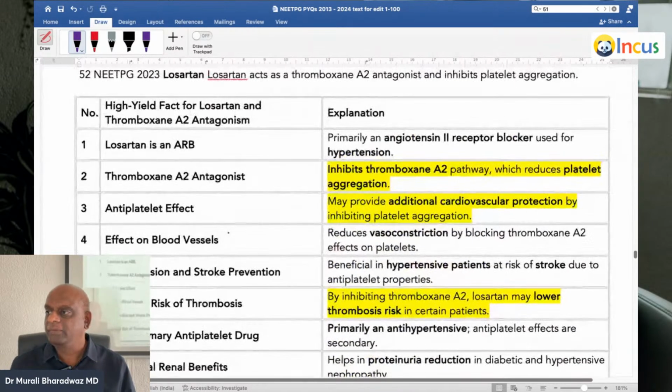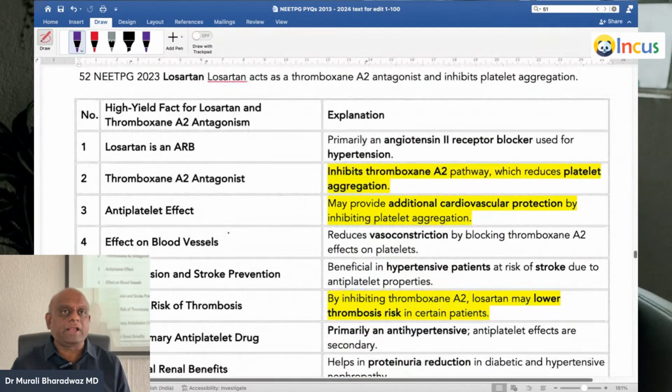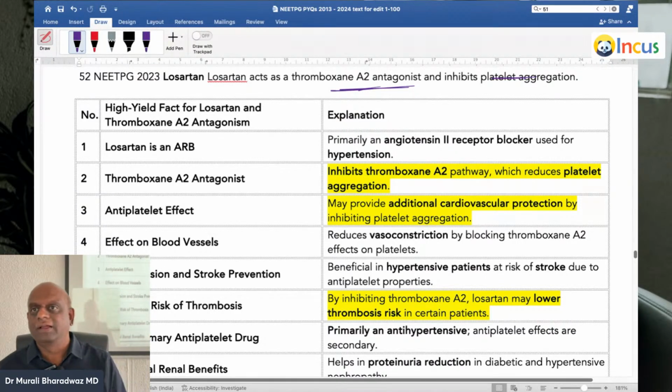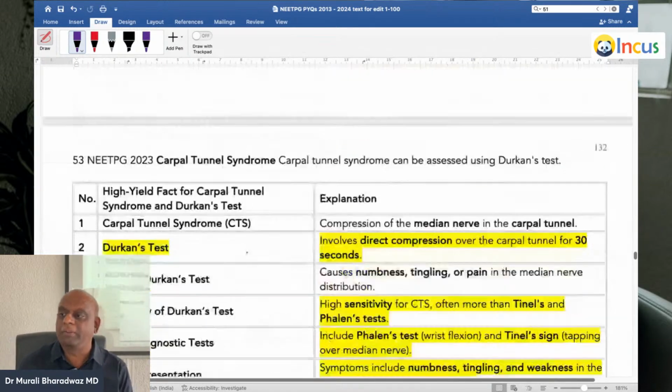Now, doctor, losartan acts like a thromboxane A2 antagonist and prevents platelet aggregation. All of you know, losartan is an angiotensin receptor blocker which is used to treat hypertension. The same losartan also antagonizes thromboxane A2 and inhibits platelet aggregation, which is what we need to remember.